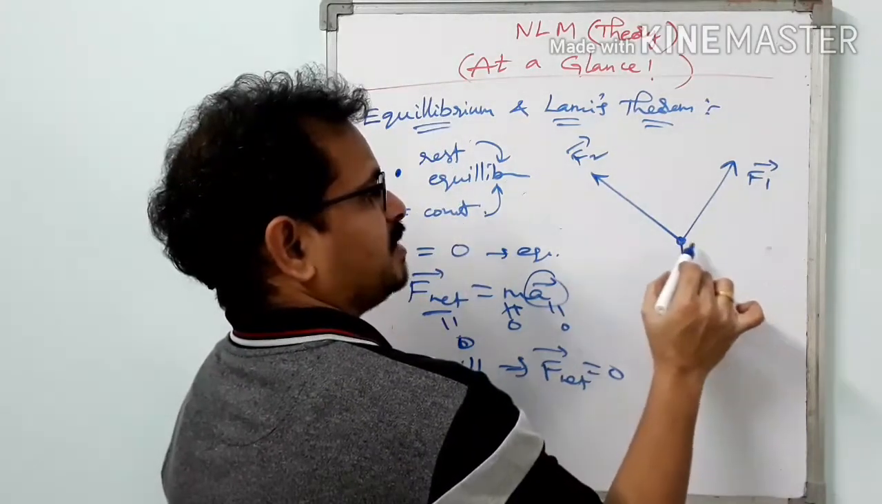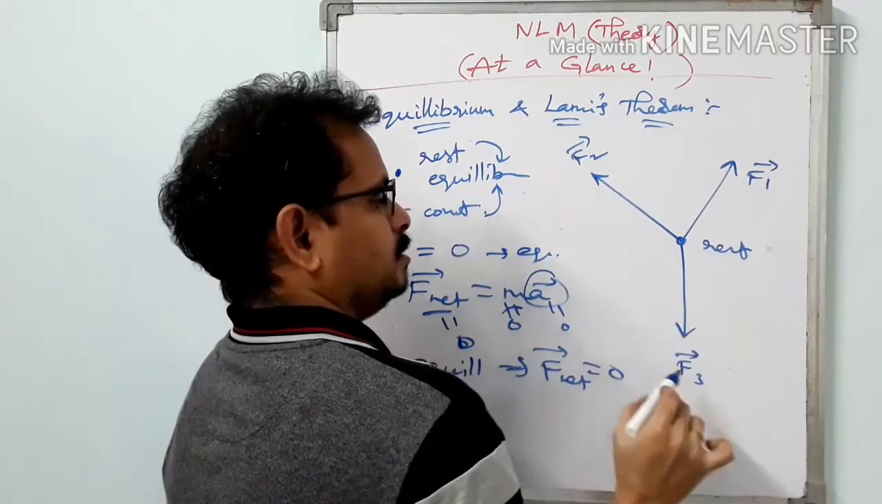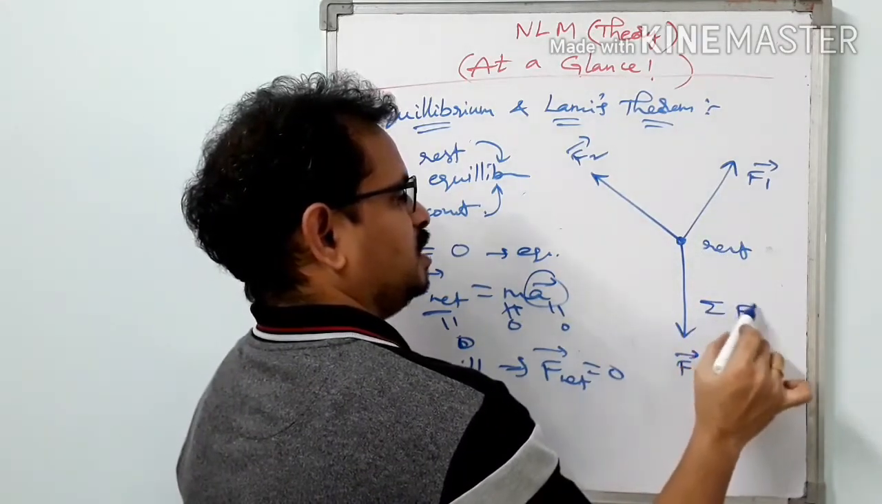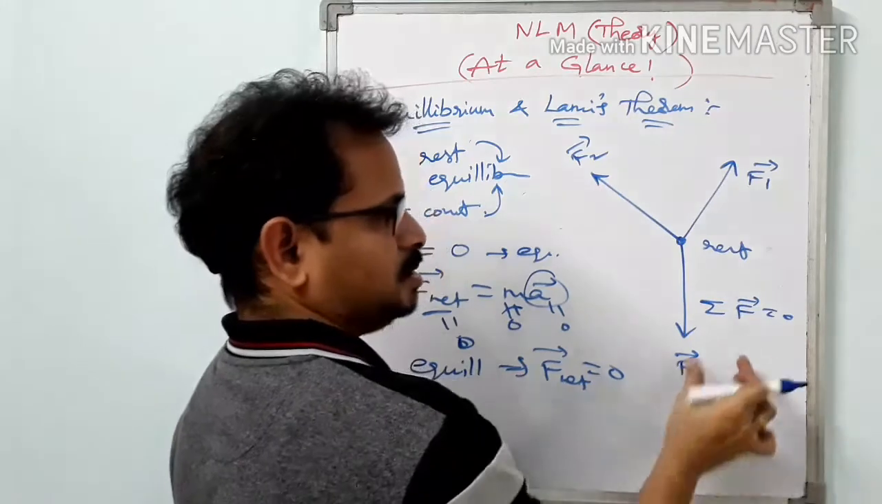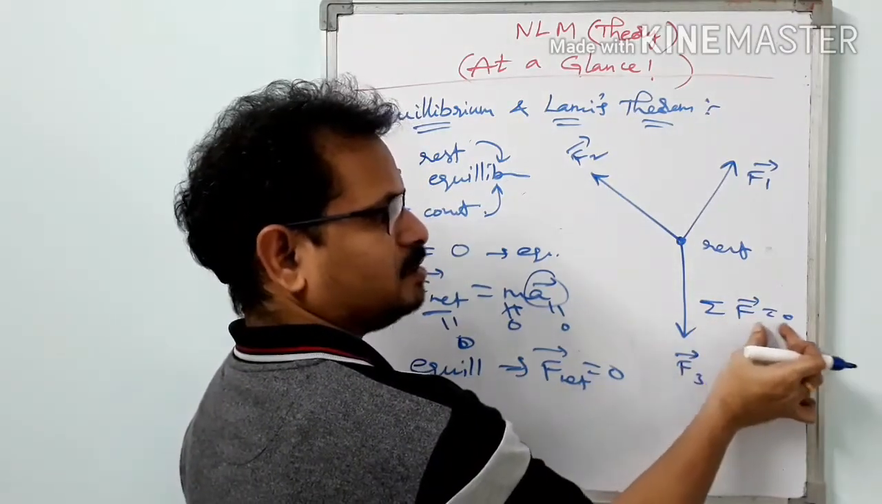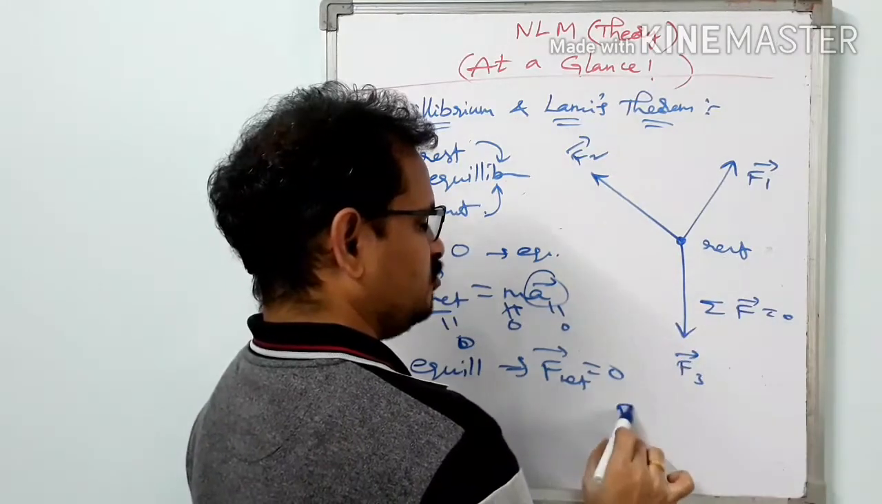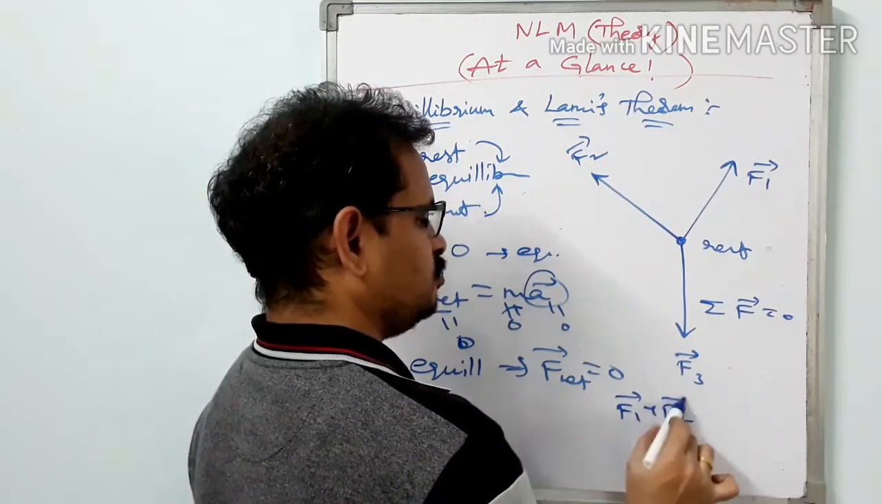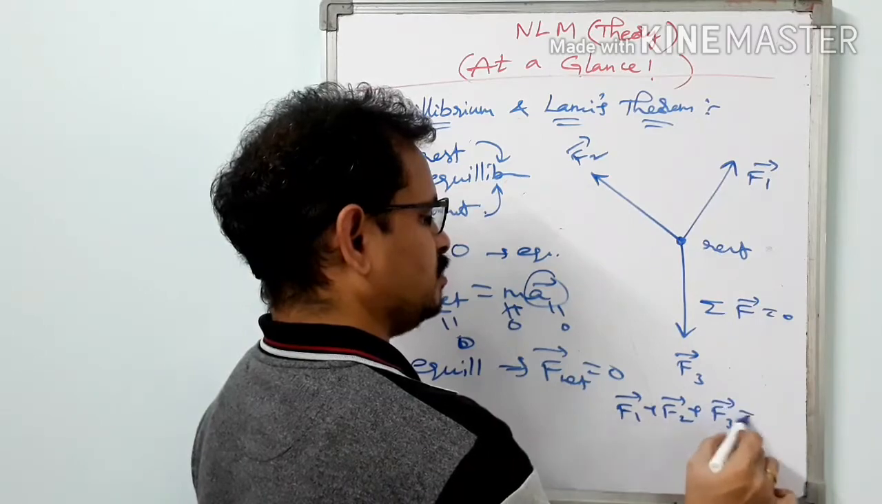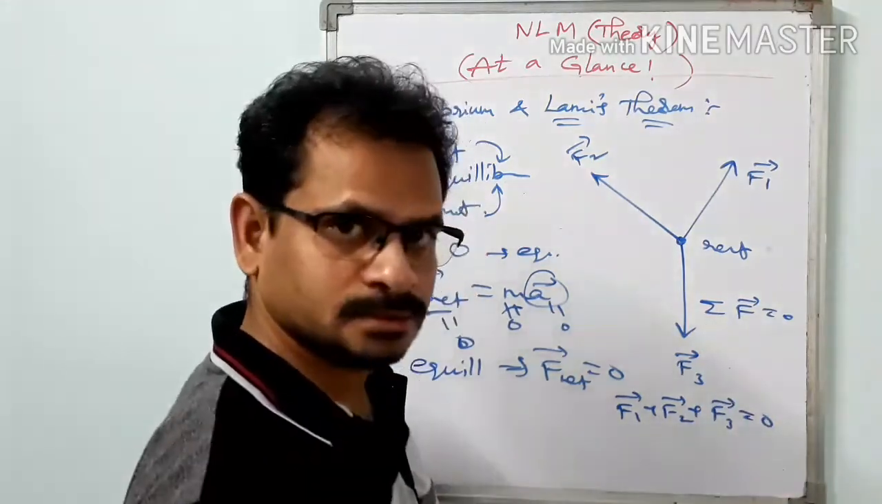Suppose this particle is at rest, then summation of F bar equals 0. The sum of all force vectors must be equal to 0 because this particle is at rest, meaning it is in equilibrium. That is, F1 bar plus F2 bar plus F3 bar equals 0. Got it? Yes.